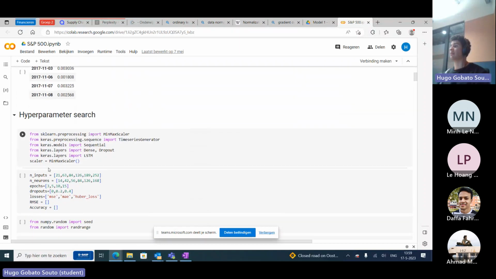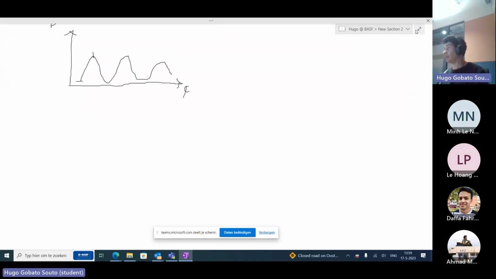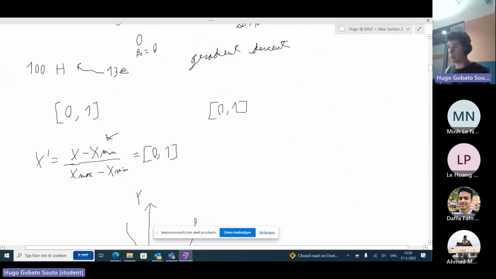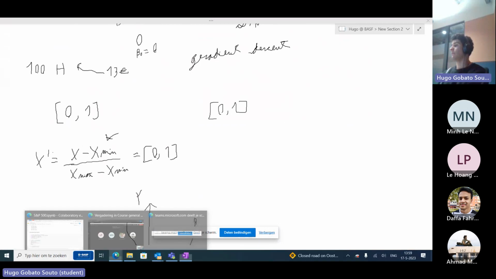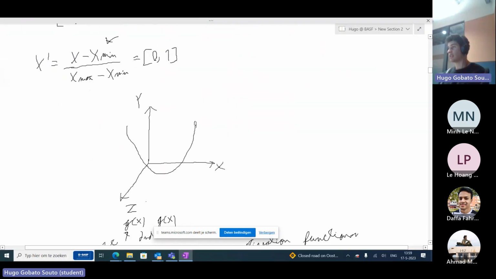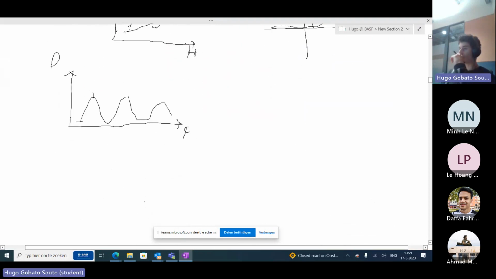So for instance, here you have this scaler, and scaler is what we learned about normalization. So it's essentially transforming the inputs into 0s and 1s. Then you have here the number of inputs, number of neurons, epochs. This I did not talk about, but let's have a look at it once again.